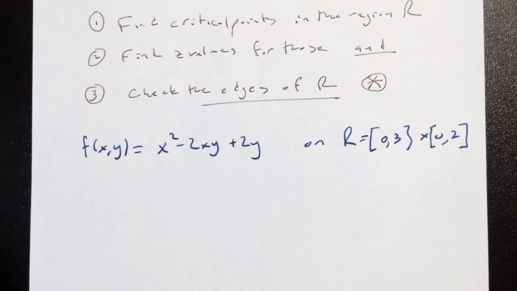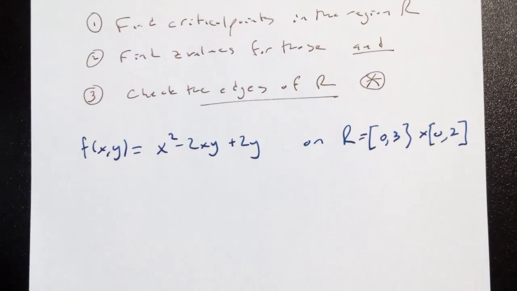I would like to find the maximum and minimum values of this function, x squared minus 2xy plus 2y, on the rectangle from 0 to 3 in x, from 0 to 2 in y. Now, it turns out that it is not required for me to use a rectangle, but if I want to do this on a shape that isn't a rectangle, it's a lot harder. So I'm not going to at this point.